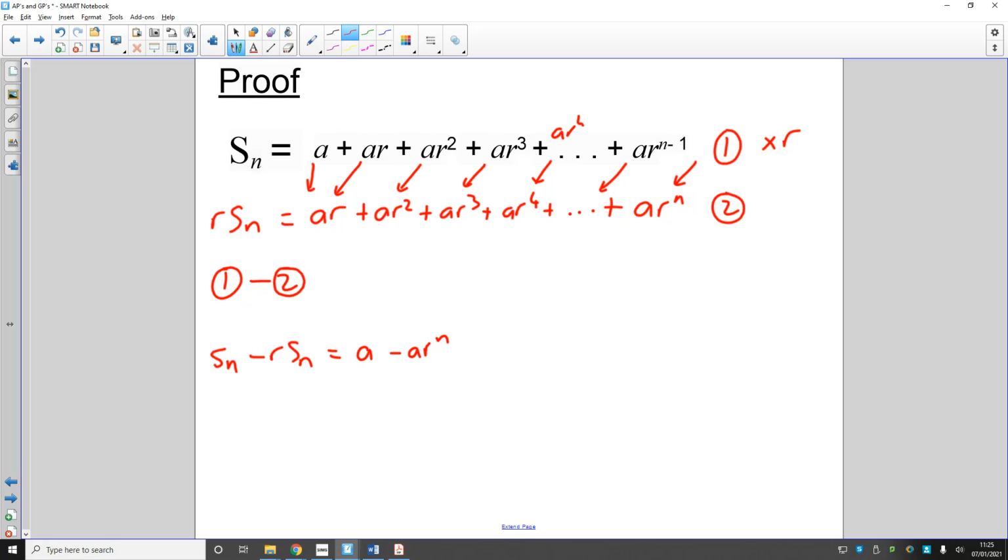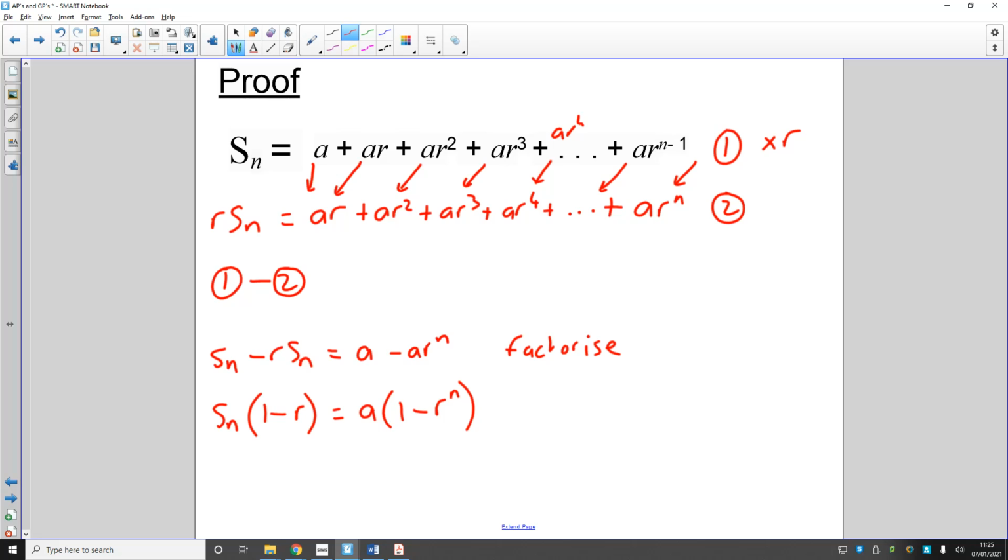Now what we need to do is we need to factorize both sides of this equation. So on the left hand side here, we'll take the sum of n terms out. So it'll be 1 minus r in the bracket. On the right hand side here, we'll take the a as the common factor out. So it'll be 1 minus r to the power of n in the bracket.